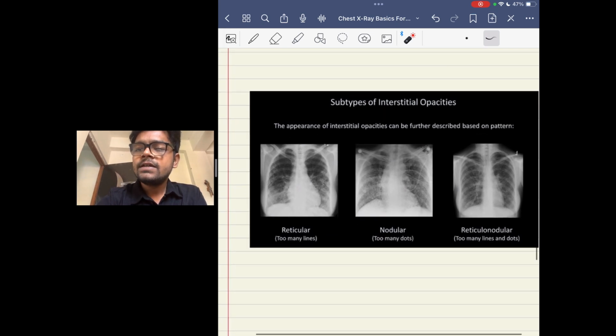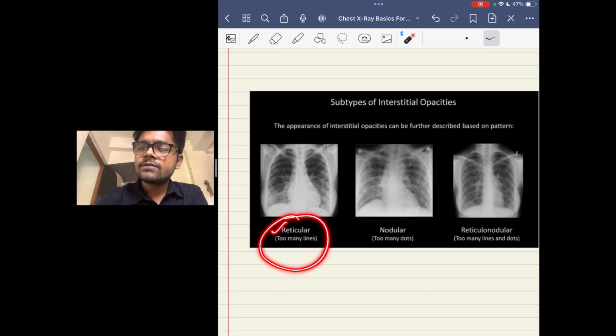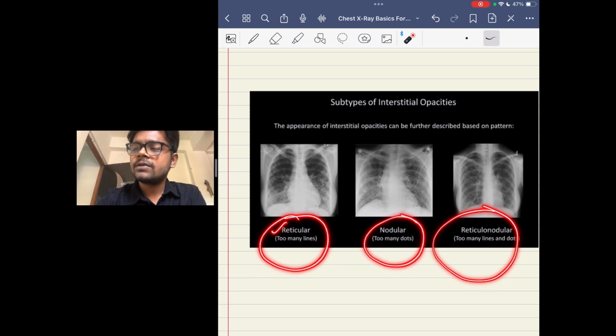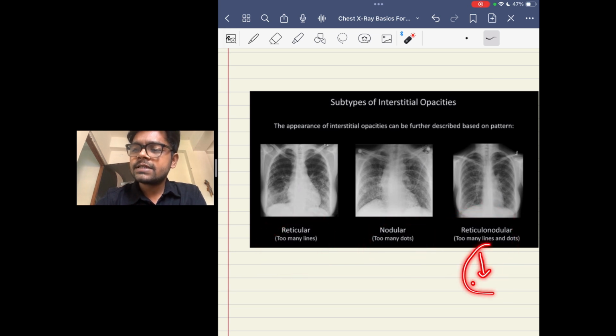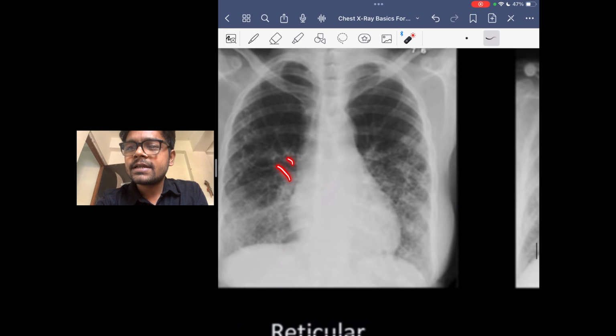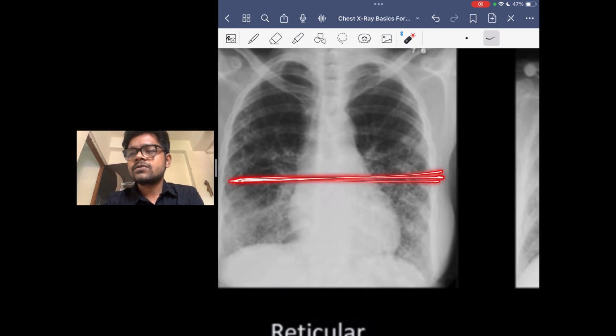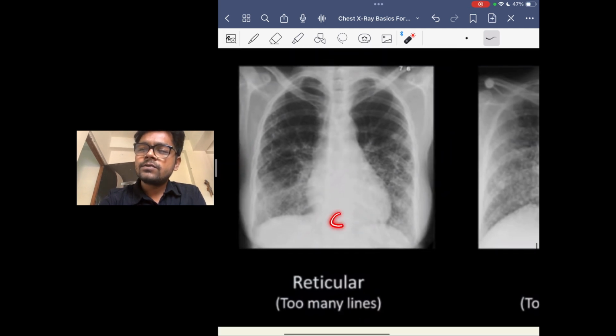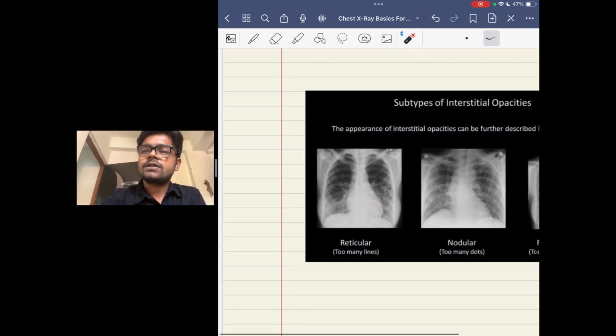So there are three kinds of opacities: reticular, nodular, and reticulonodular. This is the most common thing that we appreciate on a chest X-ray. So too many lines, that is reticular. You can see that there are too many lines here, thickened, sharp lines in bilateral lung fields. And mind you, these are predominantly in the lower zones of the lung, bilaterally symmetrical. So this can be due to a connective tissue disorder, right?